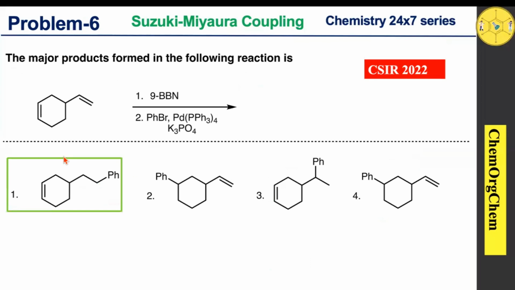That's it for today's problem. I hope this video has helped you to understand this Suzuki cross-coupling reaction along with the selectivity of the hydroboration reaction in the presence of two types of alkene.